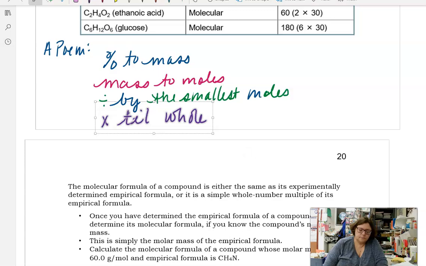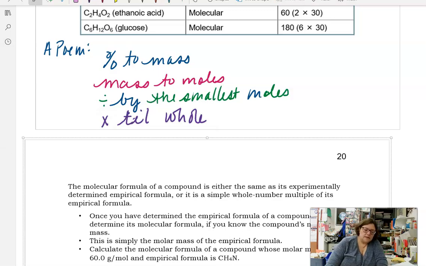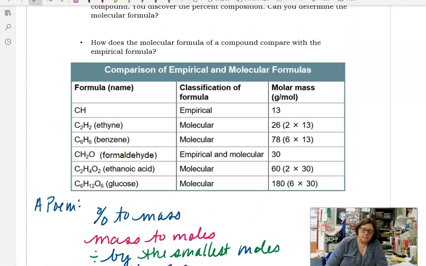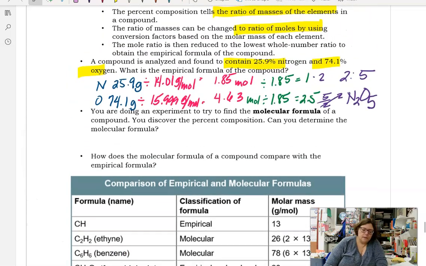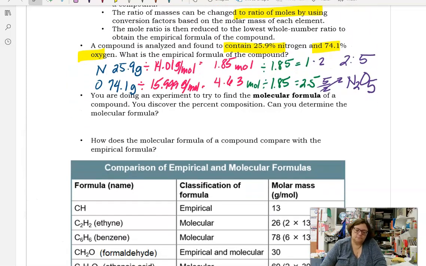All right. And that's how you do empirical formula. Okay, let's do the next one.